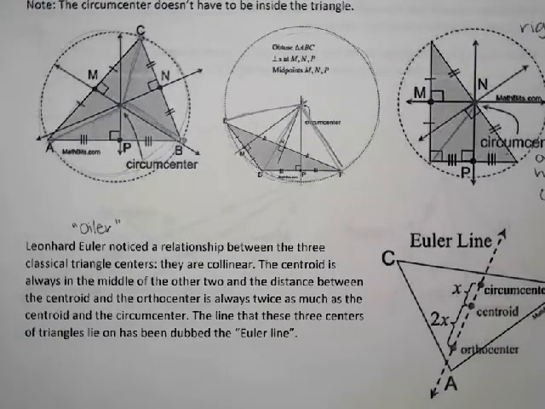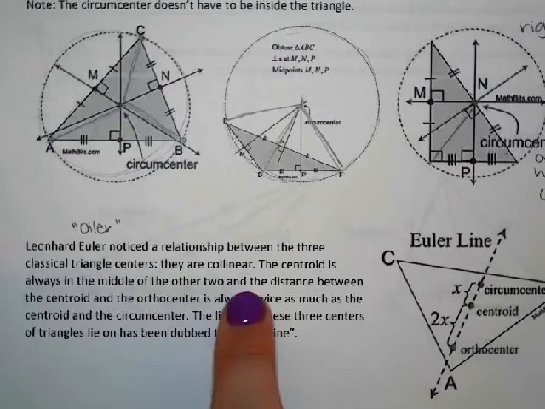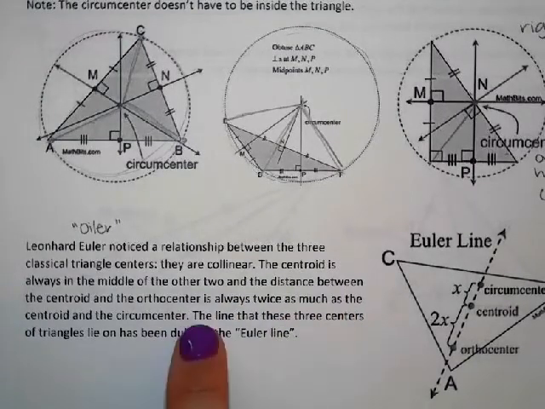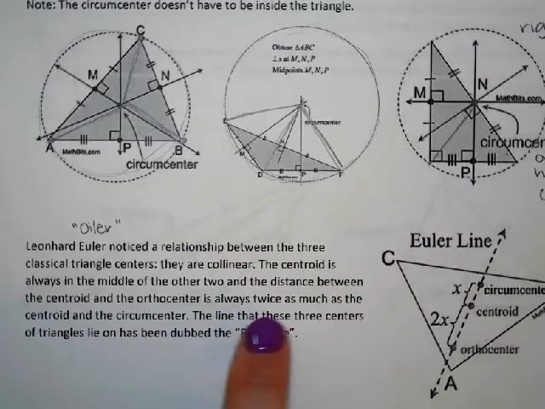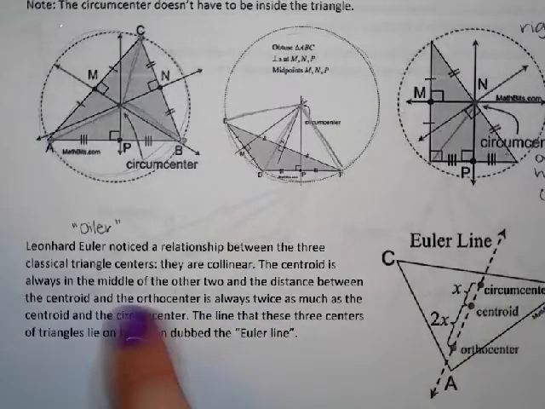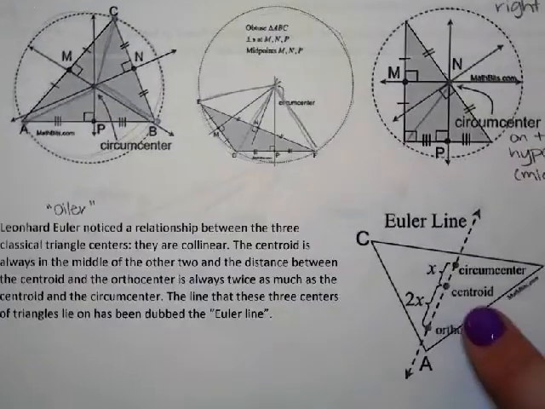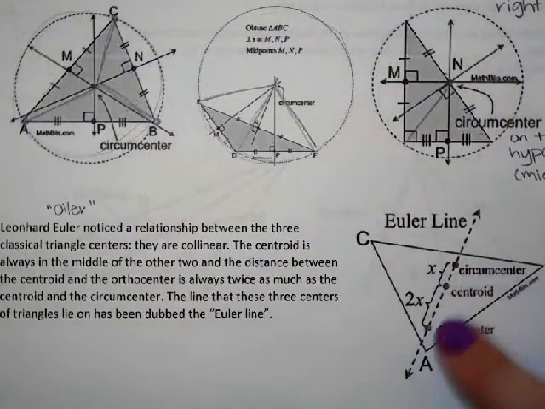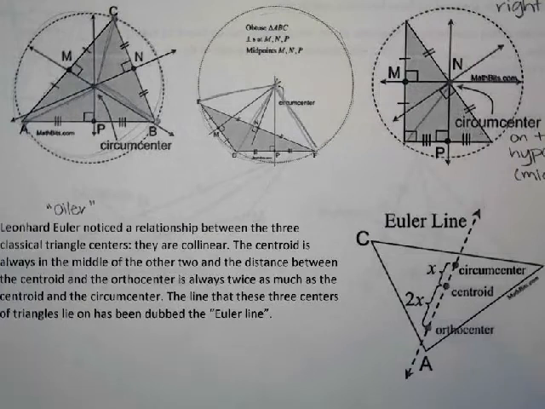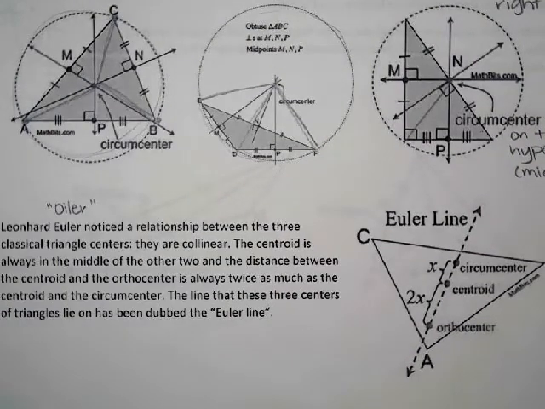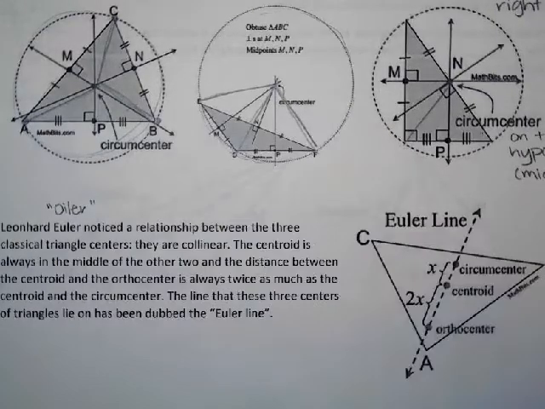The centroid is always in the middle of the other two, and the distance between the centroid and the orthocenter is always twice as much as the distance between the centroid and the circumcenter. So it's like a 2-to-1 ratio. The line that these three centers of triangles lie on has been dubbed the Euler line. So, not Euler, don't say Euler, then you sound like a silly American who can't pronounce things correctly. It's Euler. All right, next page.